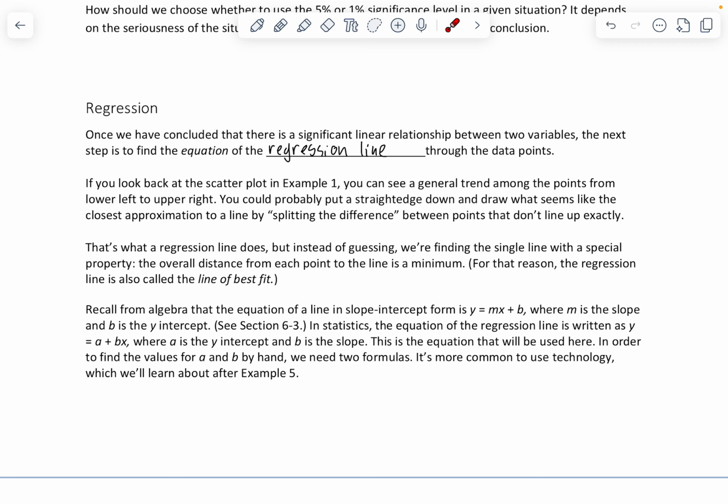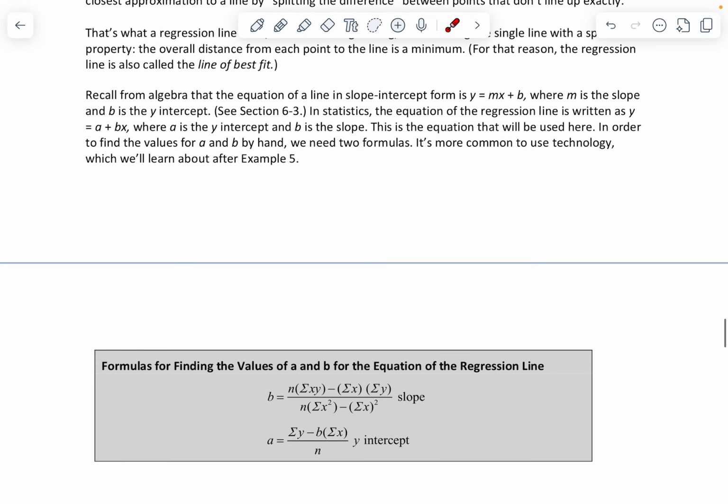In order to find the values for a and b by hand, we need two formulas. It's more common to use technology, and like I said, there will be a separate video posted that goes over how to do this using Excel. There's also some videos posted on how to do this with the TI-30 calculator.